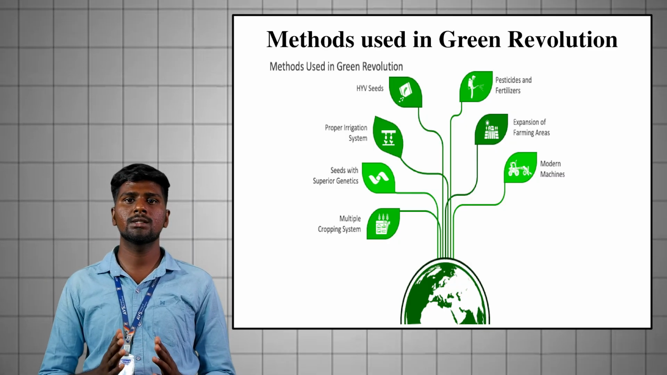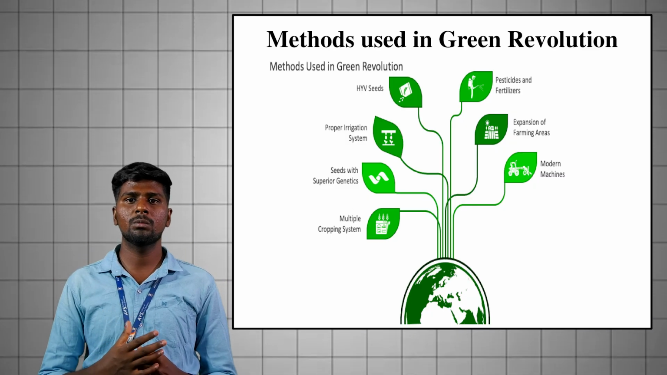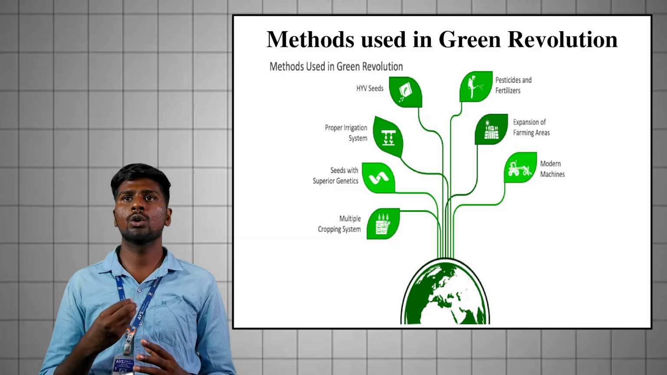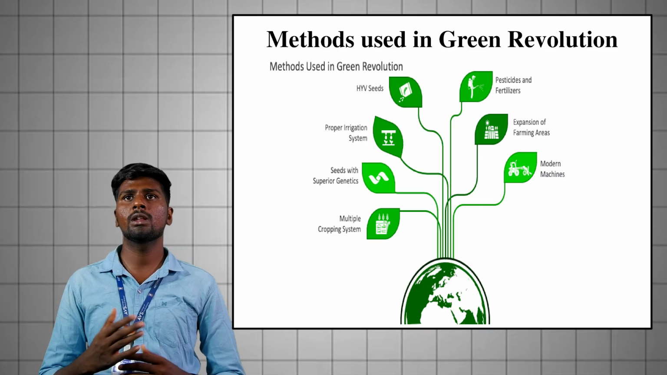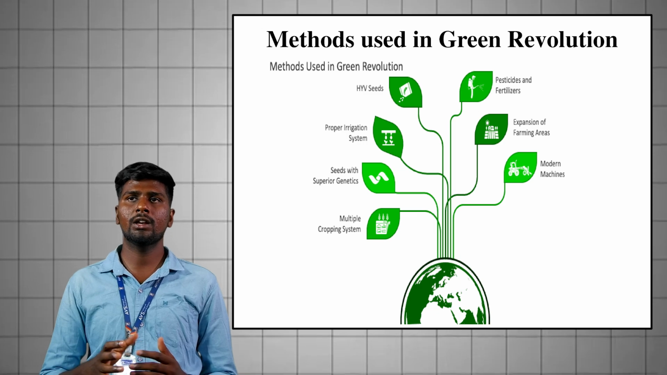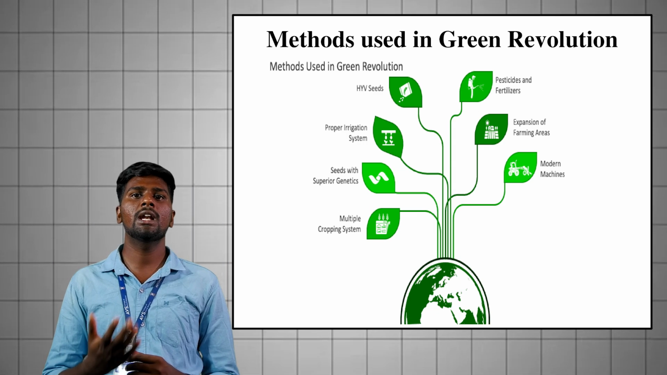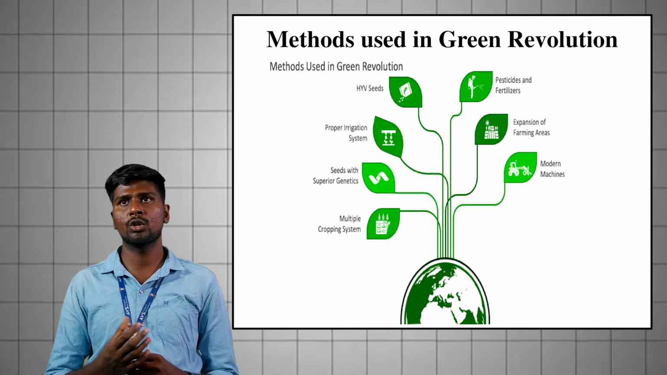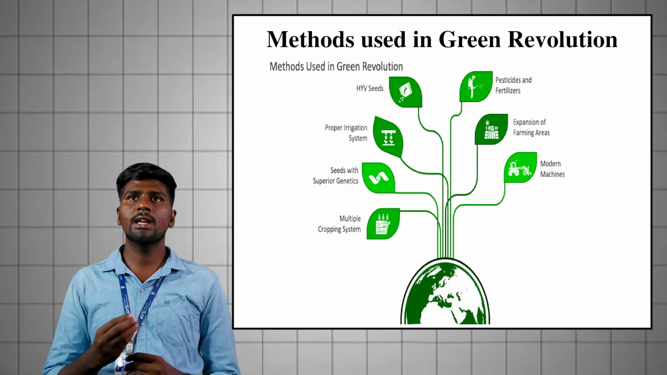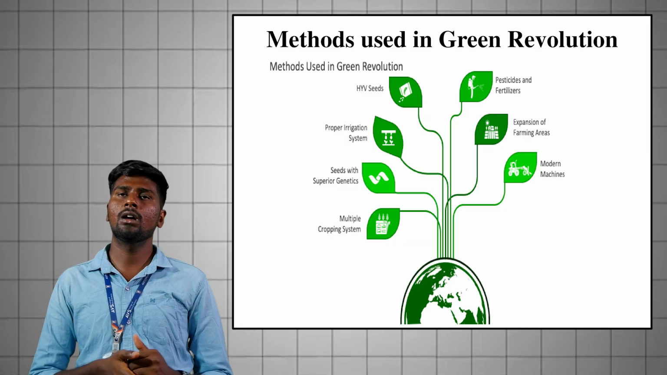Then the proper irrigation system. The irrigation system provides a water source to cultivate the plant material properly. Then high-yield variety seeds. For example, 5 kgs of tomato can be genetically modified to yield 50 kgs of tomato. These are the high-yield variety seeds. Then pesticides and fertilizers.